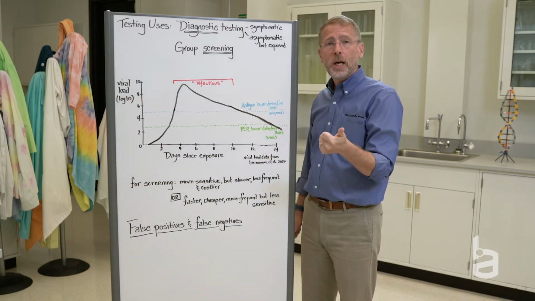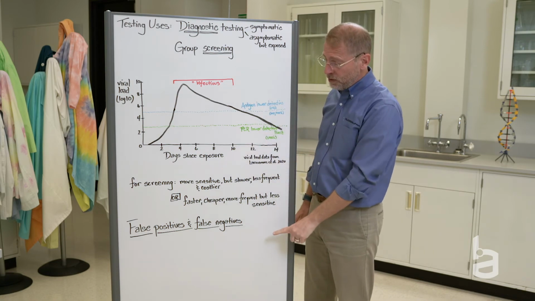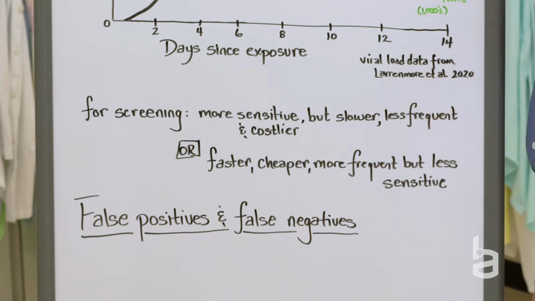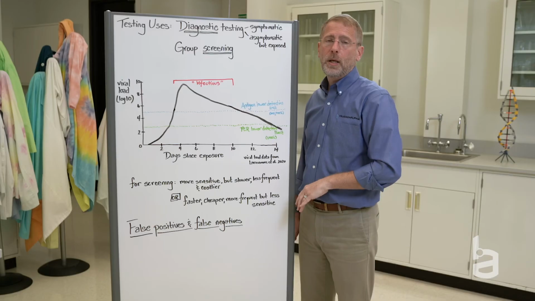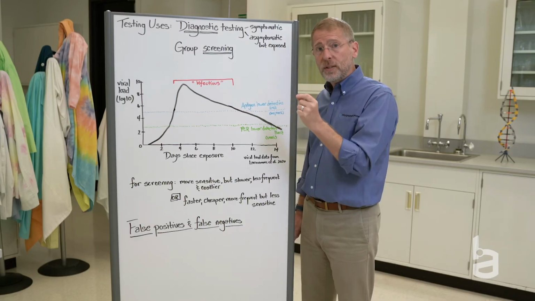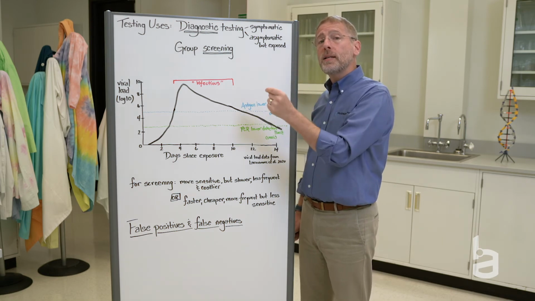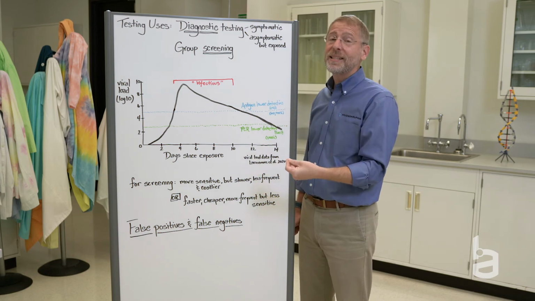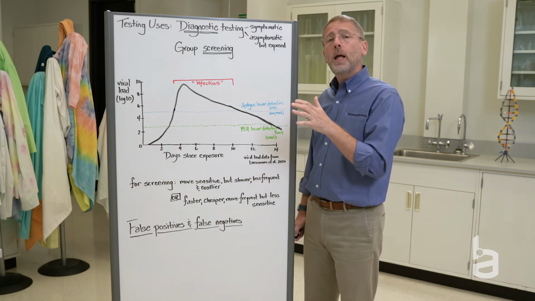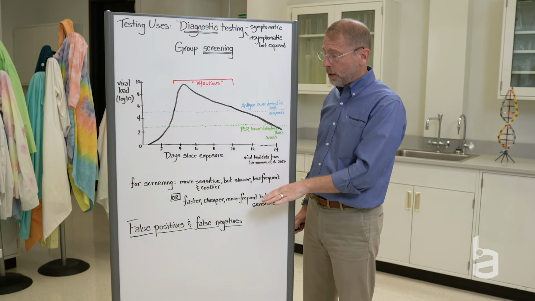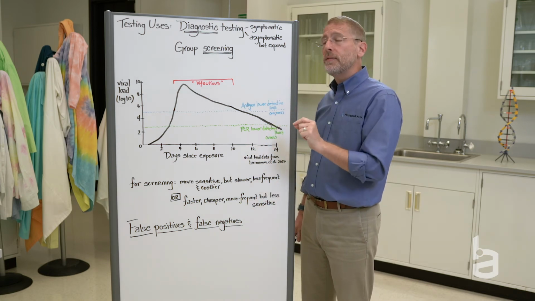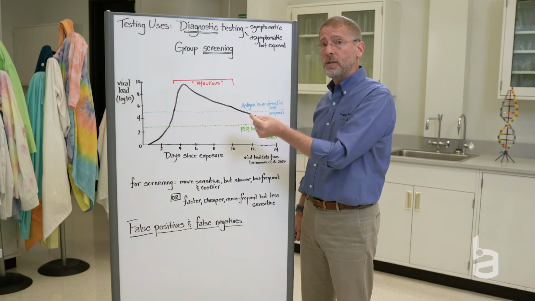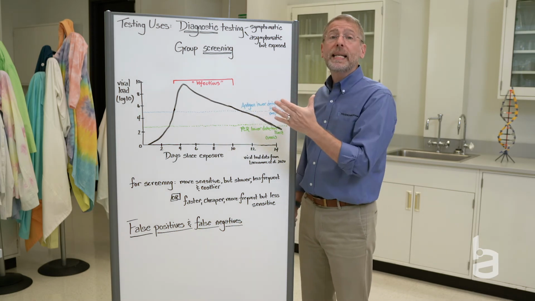Now, before I let you go, because I know we've covered a lot, let's talk just a second about false positives and false negatives. No test is perfect 100% of the time. All tests are going to have instances where an individual has a positive test, but they aren't actually infectious, or an individual has a negative test and they are infectious. There are more false positives and false negatives among the antigen tests than among the PCR-based tests. And so that's a ding against them.